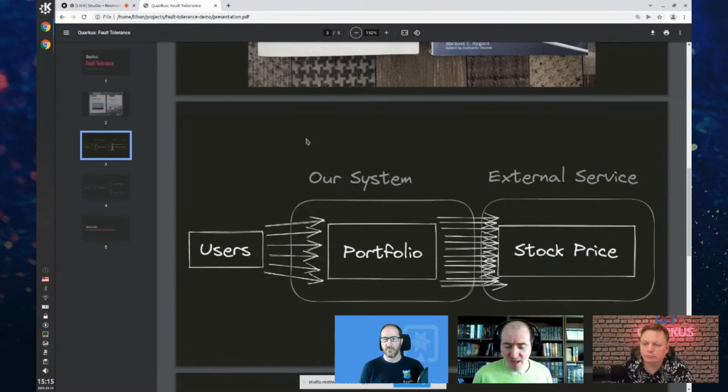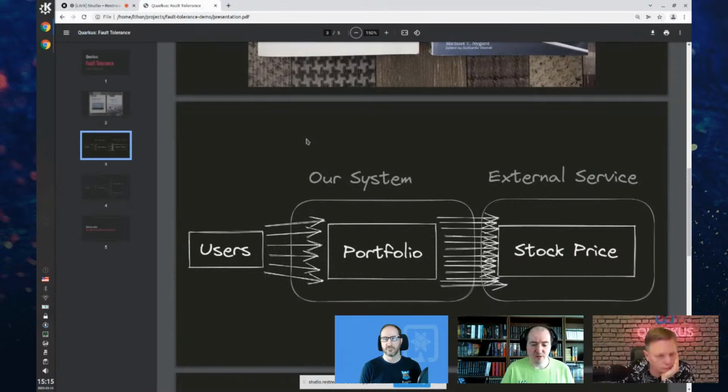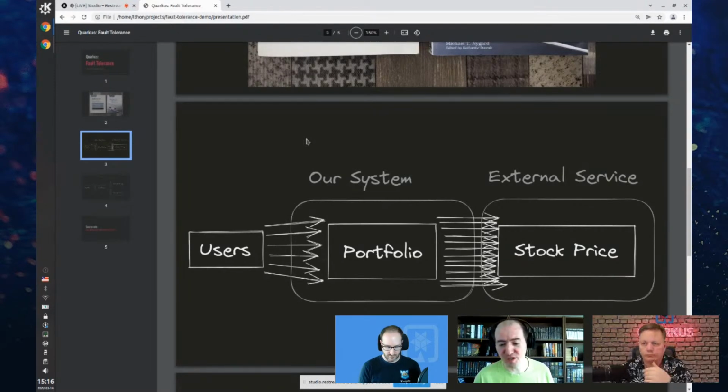Maybe one more note. If you look at a diagram like this, you will start thinking about the boxes: users, portfolio, stock price. What are they doing? The interesting thing, though, are the arrows. That is what the network calls are. And that is where fault tolerance is concerned, the arrows are the first thing you want to think about.